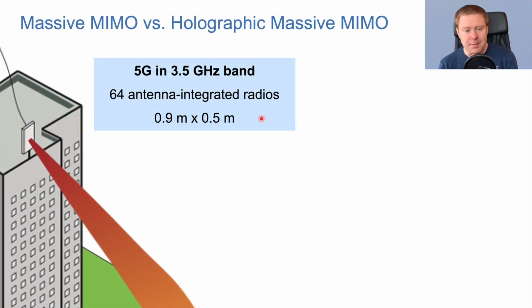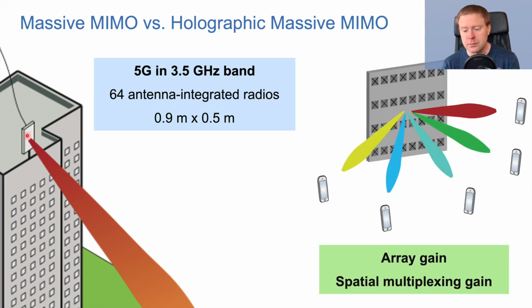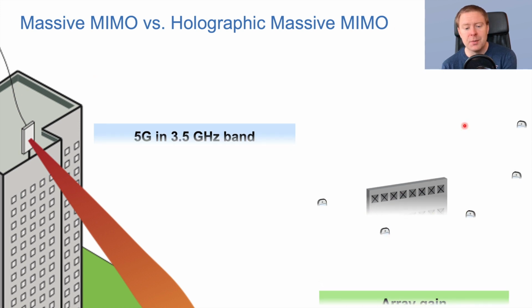So a massive MIMO system of today is a 5G system operating in the 3.5 GHz band, might contain 64 antenna integrated radios, and have a 1 meter times half a meter sized array that we put on the rooftop. And we can utilize it to direct signals towards different users to get array gains, so focus signal energy towards them, and the spatial multiplexing gain of transmitting many layers of data at the same time to different users using the same frequency. But even if we call it massive, it's not particularly massive.